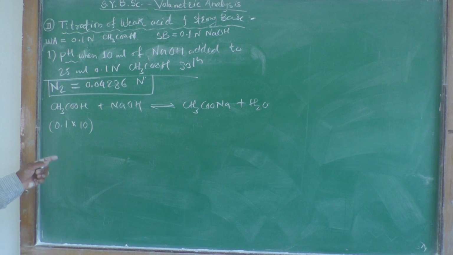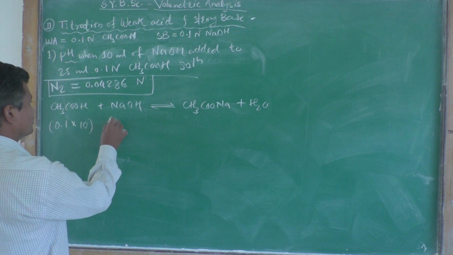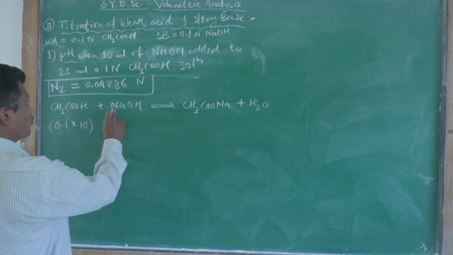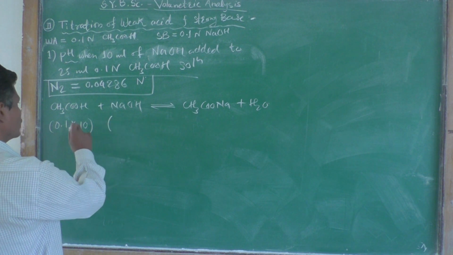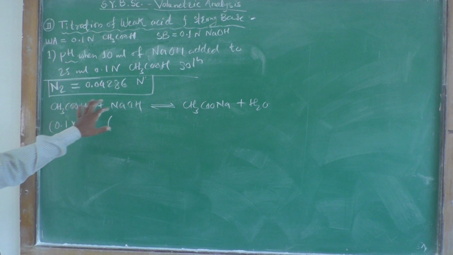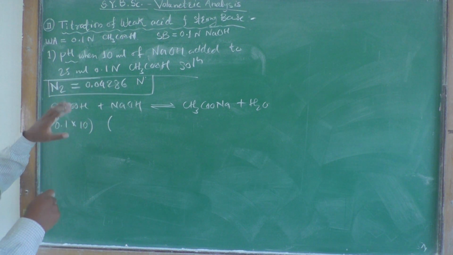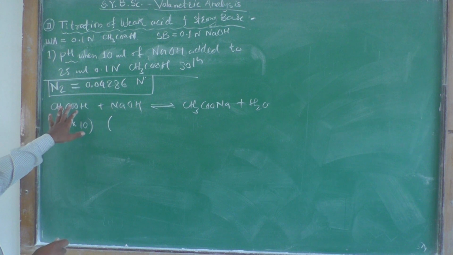Yes, sodium acetate is there. Acetic acid is taken in 10 ml, so a neutralization reaction is there, meaning only 10 ml of the acetic acid from the 25 ml is reacting with the 10 ml of the NaOH added. So from this point of view we have written here the reaction.